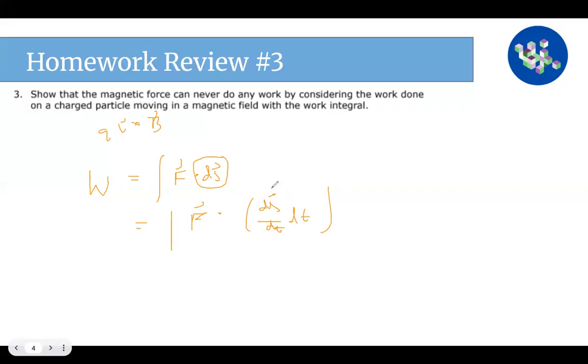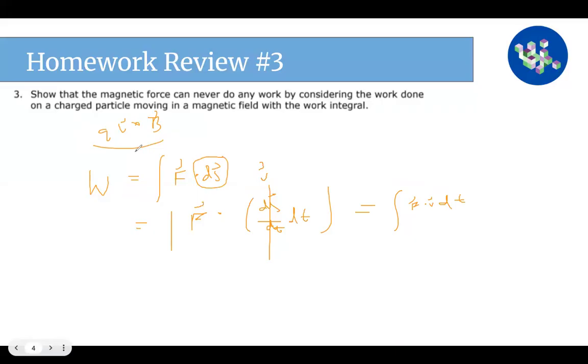Well, what is ds over dt? This is just the velocity vector. So my work is also equal to the integral of the force vector dotted onto the velocity vector, integrated over dt. Okay, well, what's our force here? Our force is q v cross B.